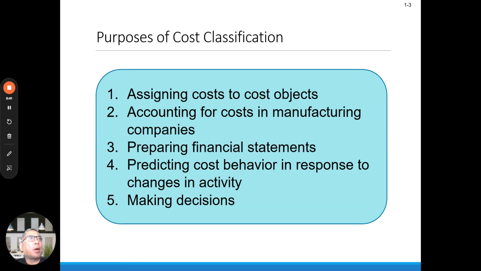The purpose of cost classification is, number 1, assigning costs to the cost object. Number 2, accounting for the cost in manufacturing companies. Number 3, preparing financial statements. Number 4, predicting cost behavior in response to changes in activities. Number 5 is making decisions.